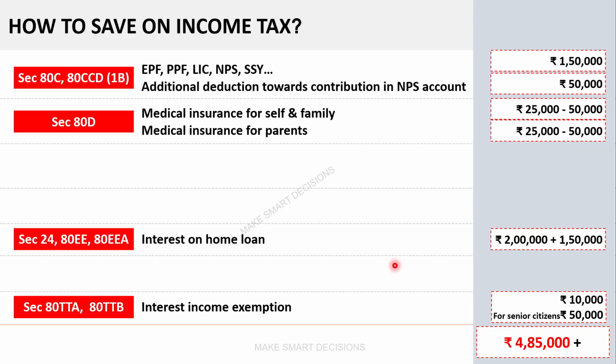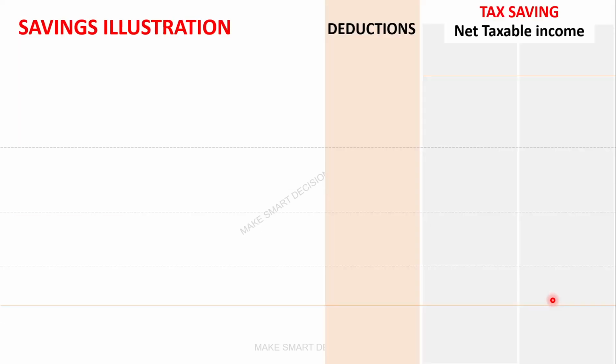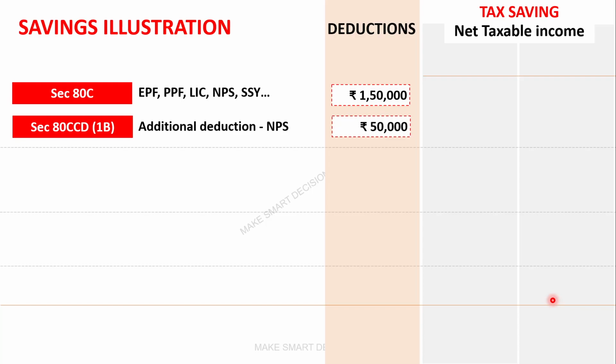And again, I'm saying this is not the actual tax savings. This is just a deduction from your net taxable income. Let's look at how much tax savings you can make via this. Let's say the individual is contributing 1.5 lakhs to Employee Provident Fund and is making a contribution to National Pension Scheme for an additional 50,000. There is a 2 lakh deduction that he's eligible for.